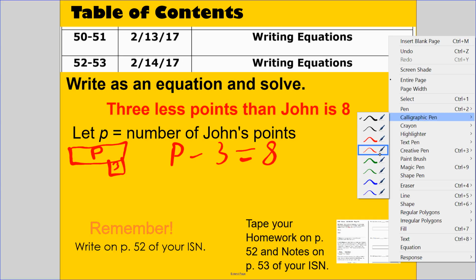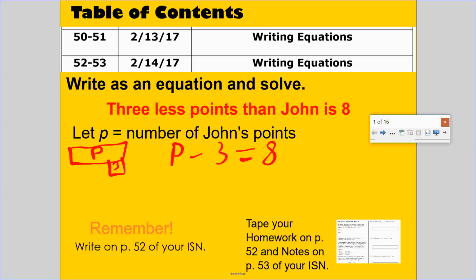Now let's solve this equation. We need to isolate P. What is the inverse of minus 3? Plus 3. Don't forget to balance it on the other side. Just cancel. P equals 11. So let's think about it. 3 less points than 11 is 8. That does make sense to me.